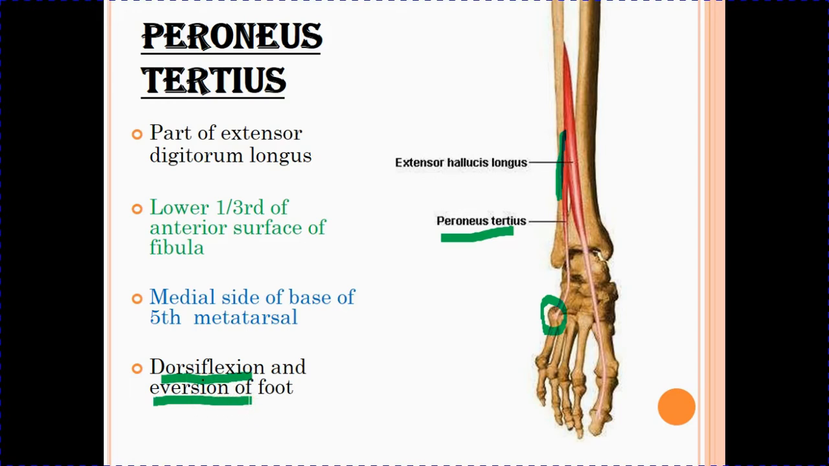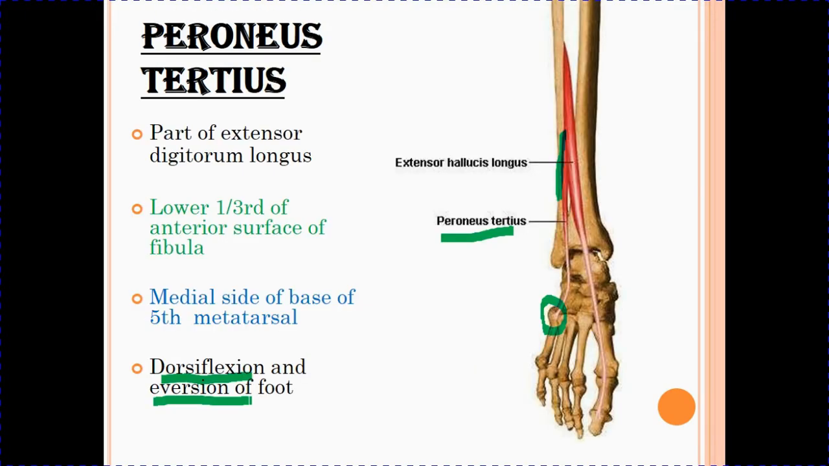Now, what do you mean by eversion of the foot? Eversion means movement of the foot in such a way that the lateral margin of the foot is elevated from the ground so that the sole faces laterally. This is eversion of foot. So we have done the four muscles. We are going to revise these four muscles.